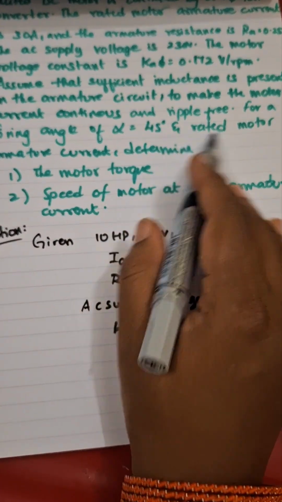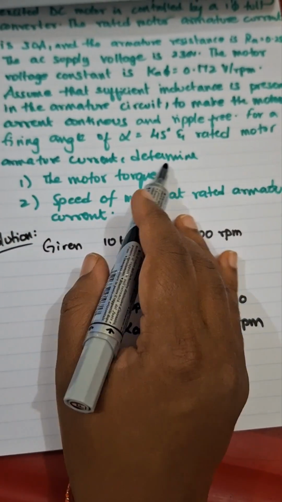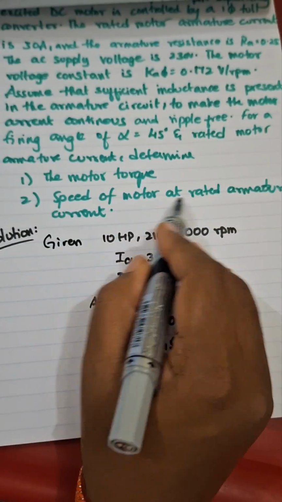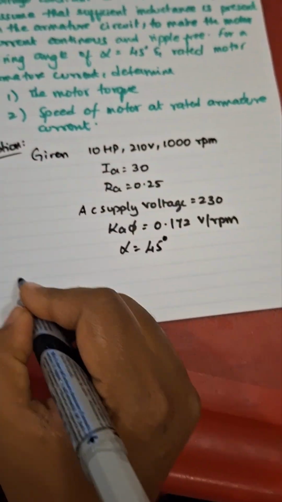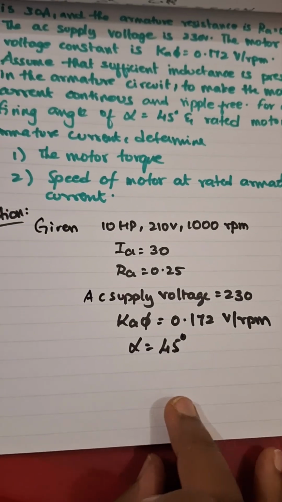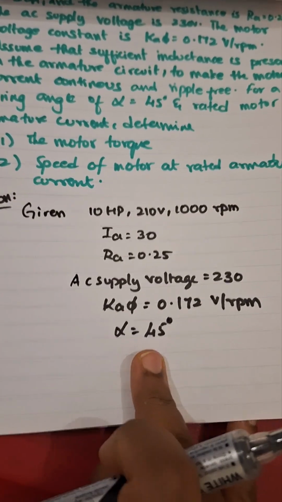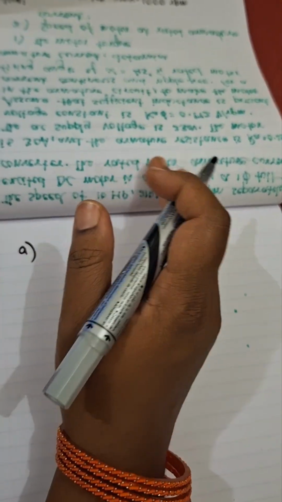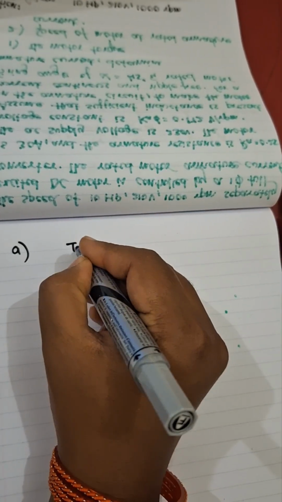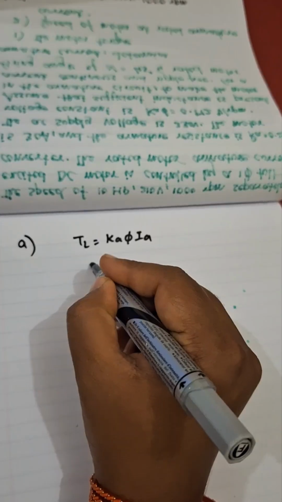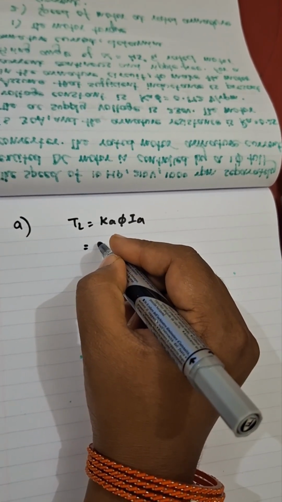For the rated motor armature current, determine the motor torque and the speed of the motor. In the given data they gave Ia, Ra, the voltage, the Kaφ constant and the firing angle. For part A, they are asking us to find the torque. Usually TL is equal to Kaφ Ia. This is the formula.